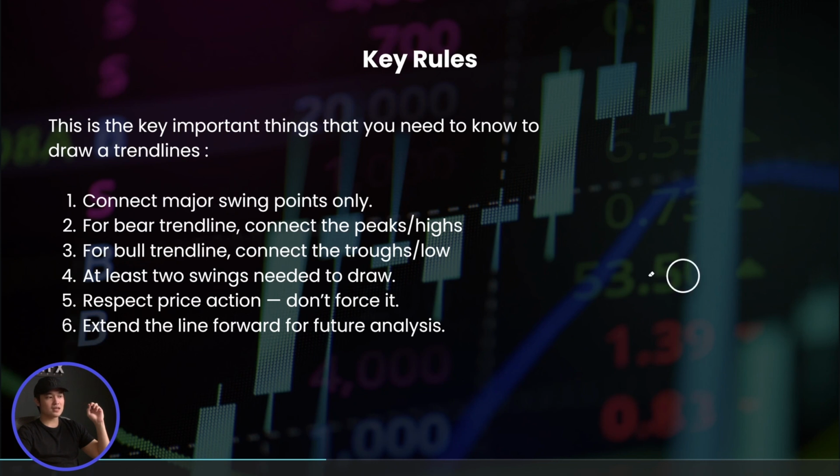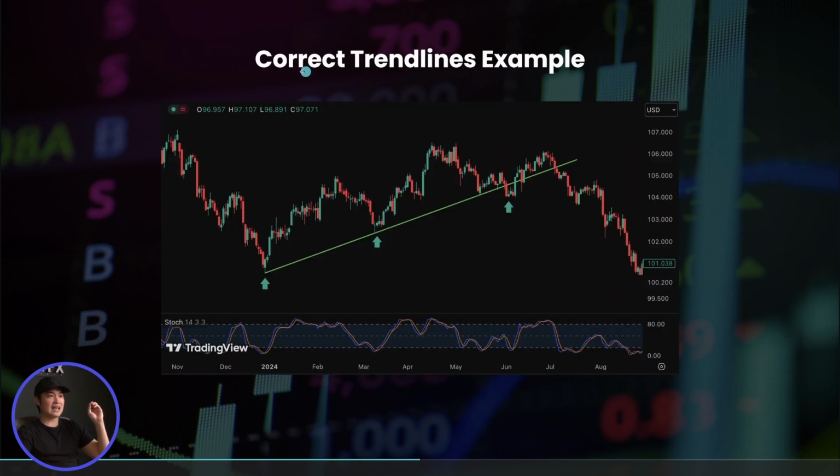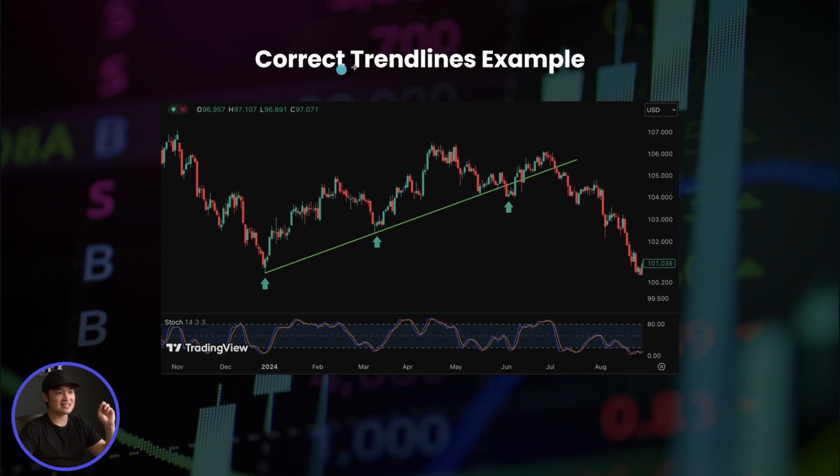Let's go to the next slide. The next slide is the example of the correct trend lines. This is for the bullish one. The bullish trend line should connect through the lows or the troughs: first trough, second trough, and then it is extended.